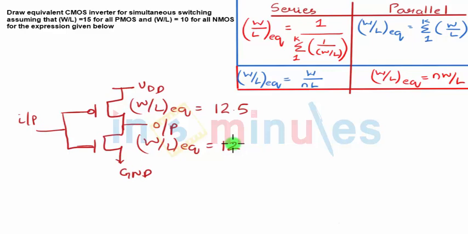Remember, for any such problems you have to just remember the general formulas for series and parallel, and if the W by L's are same, we have reduced the simplified formula as well. And remember not to change the series and parallel connections, but go through each branch, draw a corresponding equivalent, and finally what is left is nothing but your CMOS inverter.